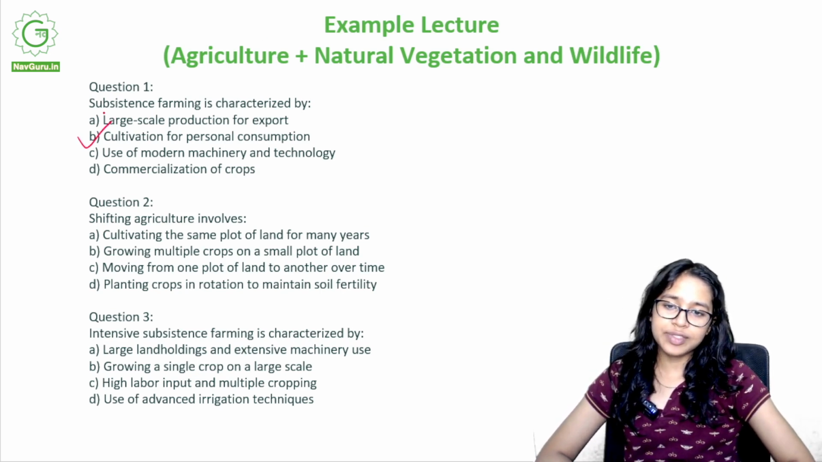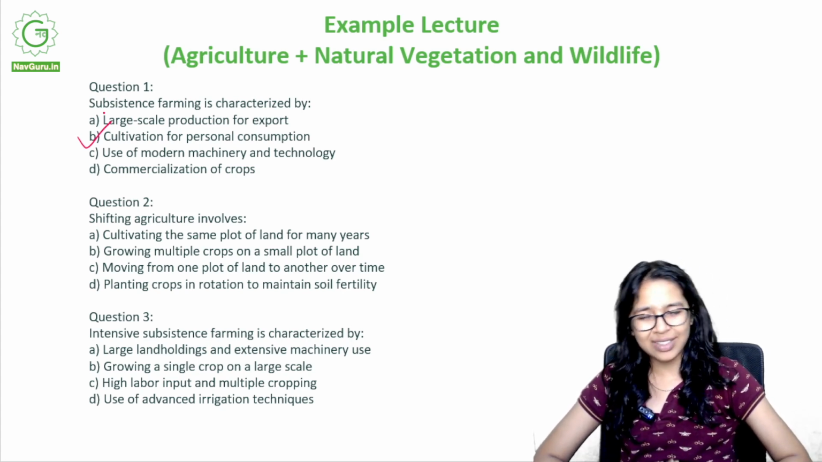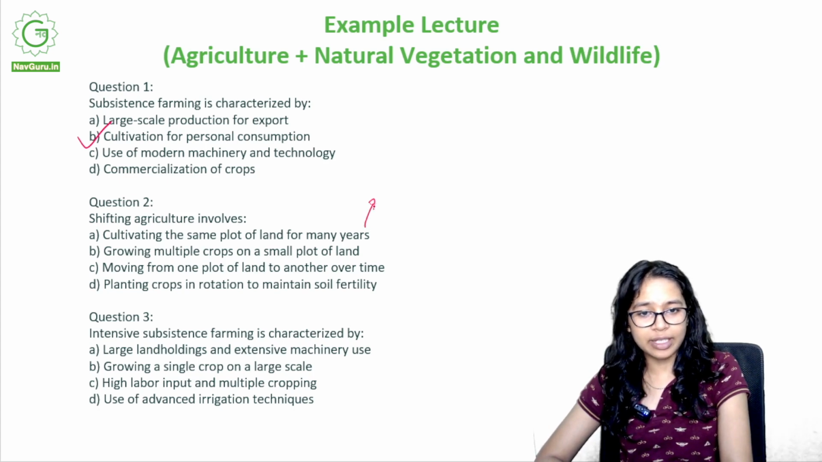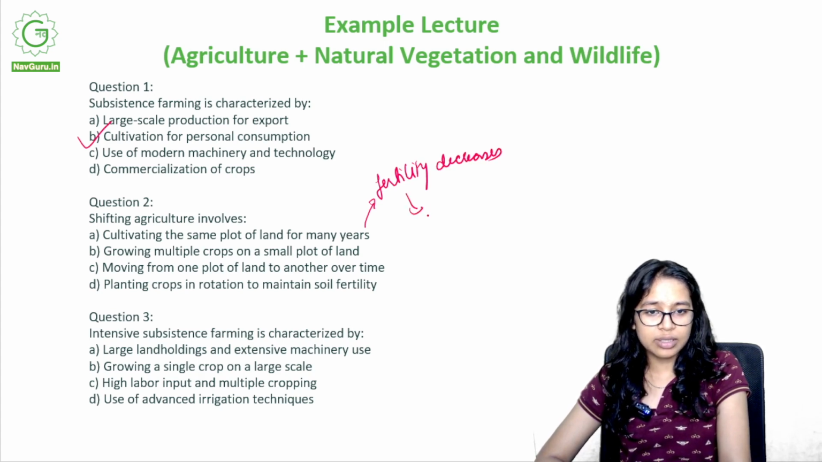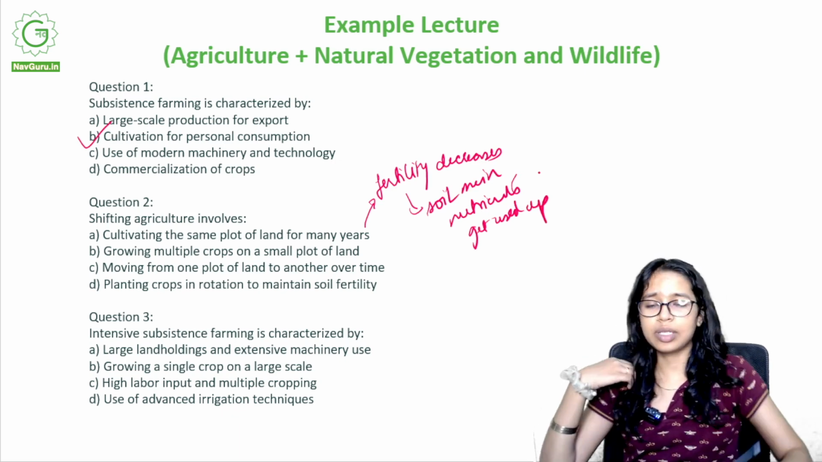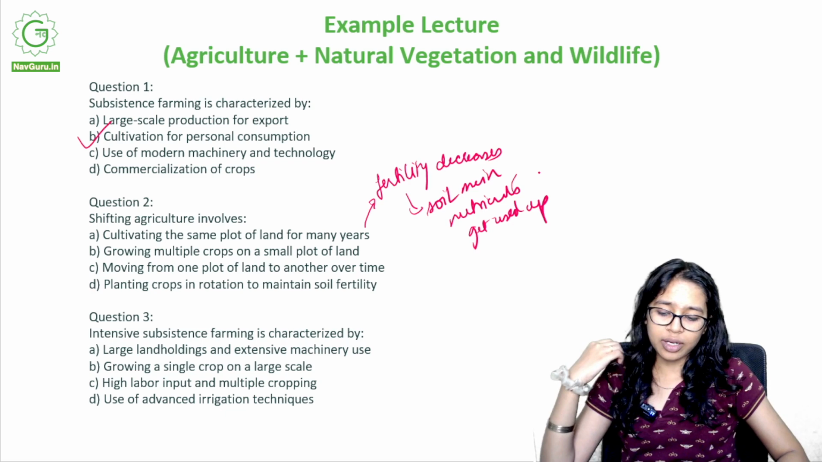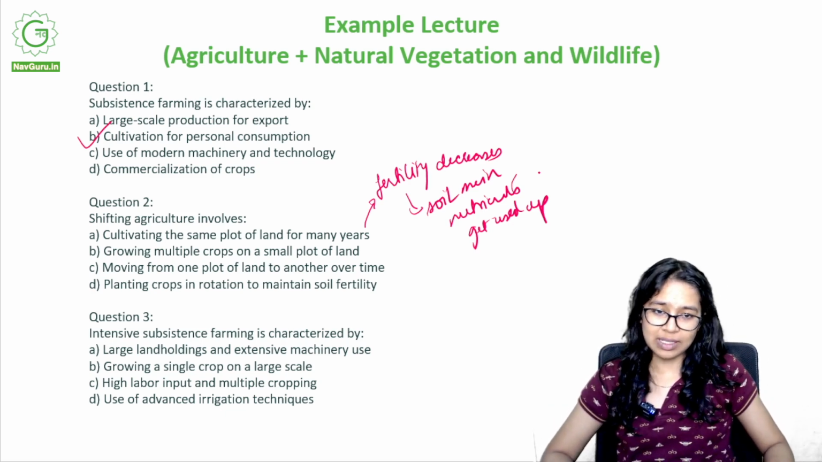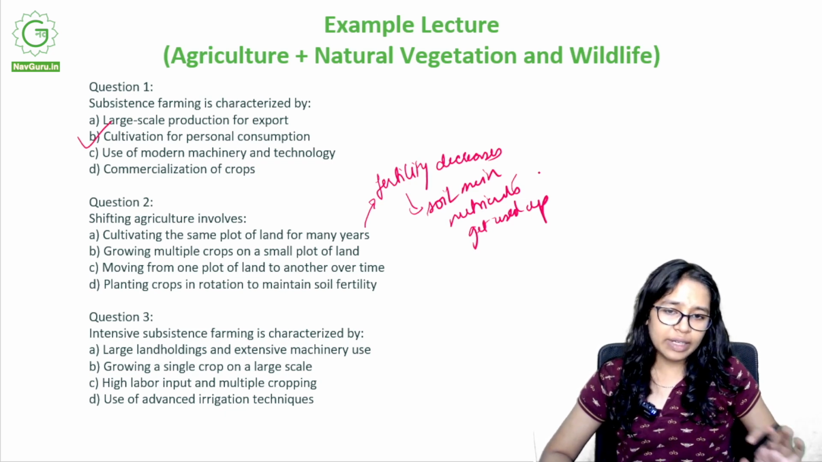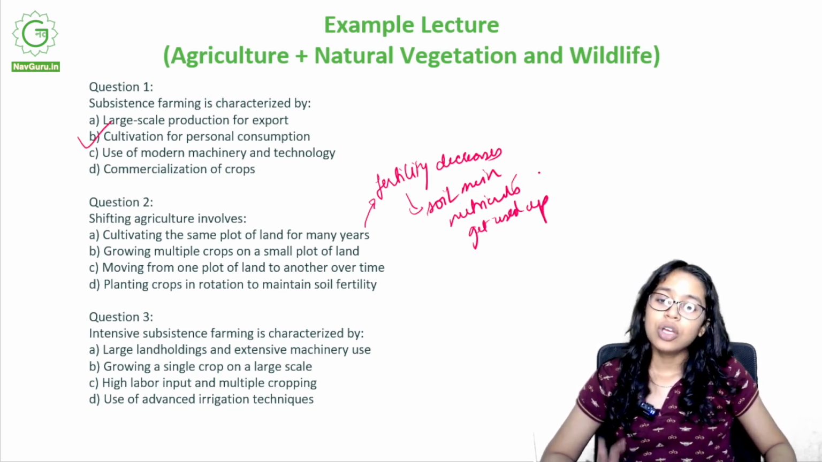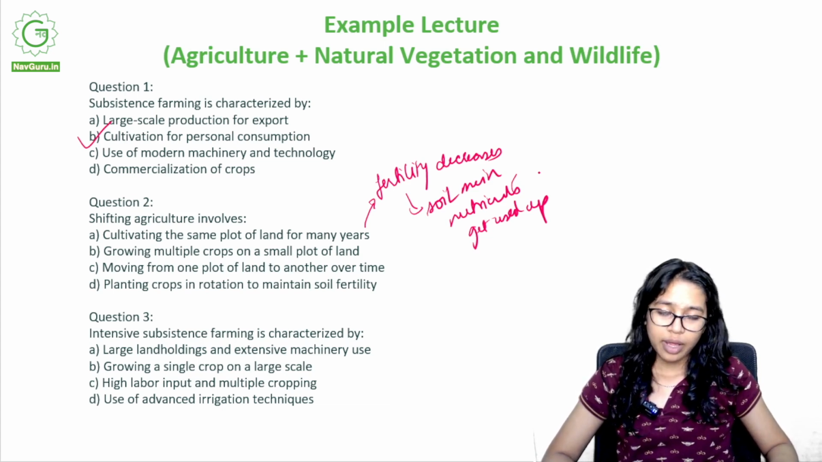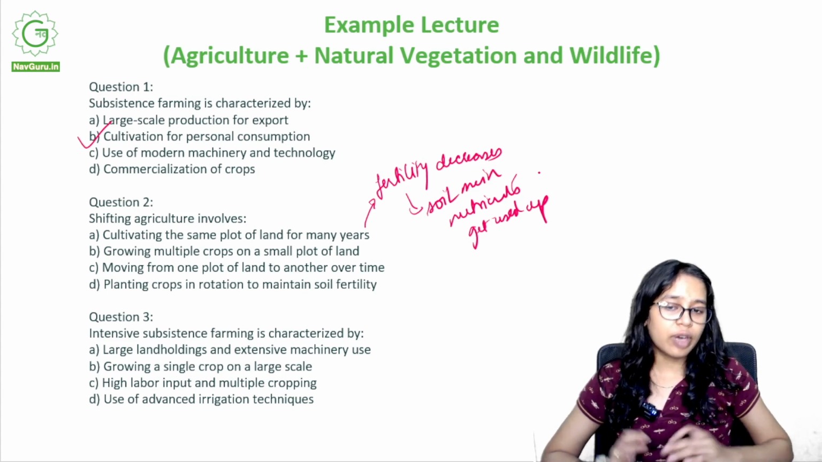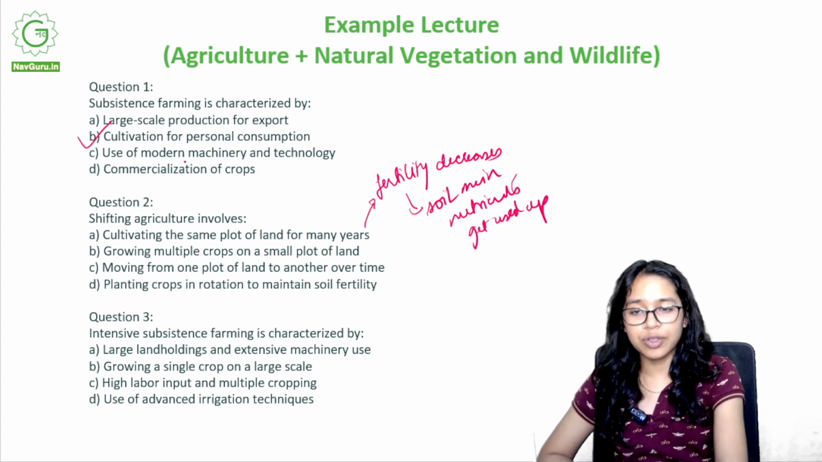Shifting agriculture involves cultivating the same plot of land for many years. No. If you cultivate the same plot of land for many years, fertility decreases, because the soil nutrients get used up, or get washed away with time because of the water supply, or get contaminated because of the pesticides. So cultivating the same plot of land for many years does not come under shifting agriculture. Growing multiple crops on a small plot of land, no, that's something else. Moving from one plot of land to another over time, yes, this is what shifting agriculture actually means.